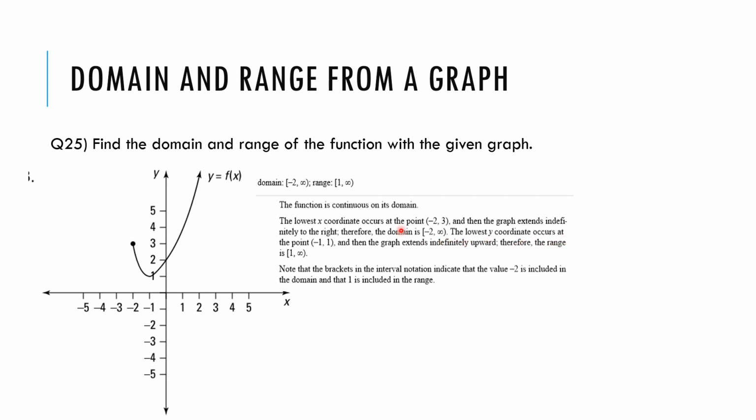The lowest y coordinate occurs at the point minus 1, 1. And then the graph extends indefinitely upwards. Therefore, the range is 1 to infinity. Note that the brackets in the interval notation indicate the value minus 2 is included in the domain and that 1 is included in the range.